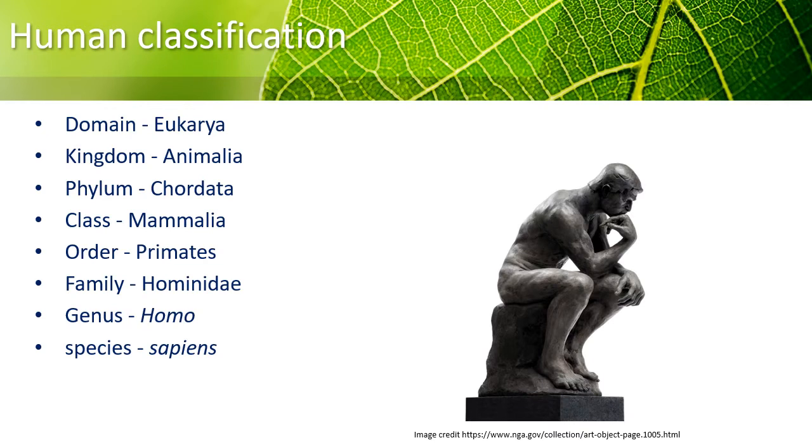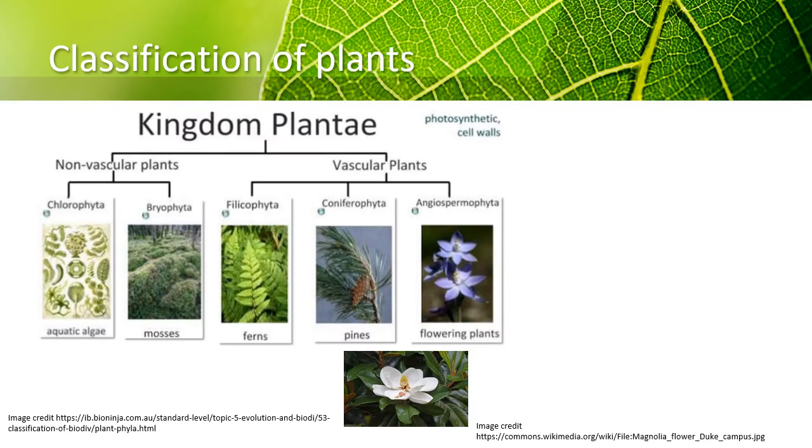So our domain is eukarya. We are eukaryotes because we have nuclei. We're kingdom Animalia, phylum Chordata, class Mammalia. We make milk. We're in the order primates. Our family is Hominidae, and our genus and species is Homo sapiens. Remember, again, Homo sapiens, this is our scientific name, binomial nomenclature. Capitalize the genus, lowercase species, and the whole thing is italicized.